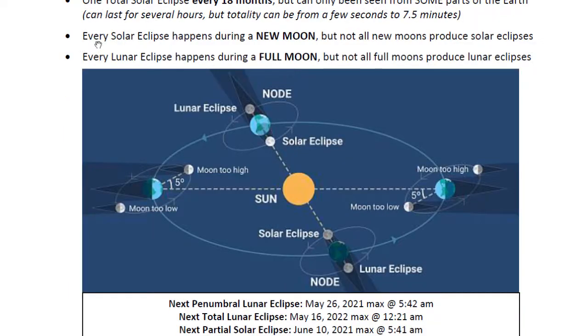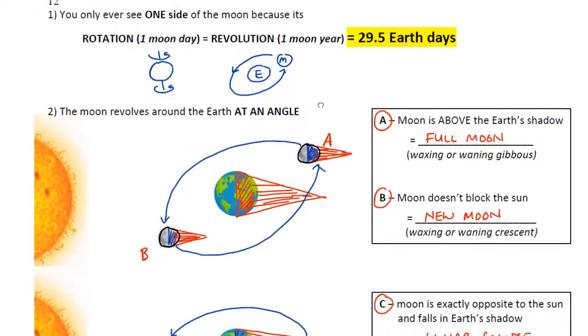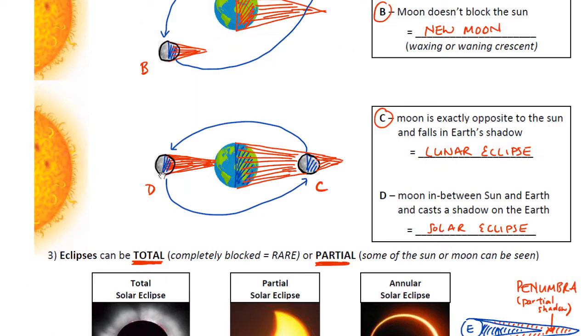Another important thing to know, every solar eclipse is going to happen during a new moon. Why is that? Well, if you go back up to our picture here, you can see this is a new moon. Notice that the moon is on the darker side. And this is when the moon is between the Earth and the sun. A new moon. So that's the only time that the moon could ever block the sun.